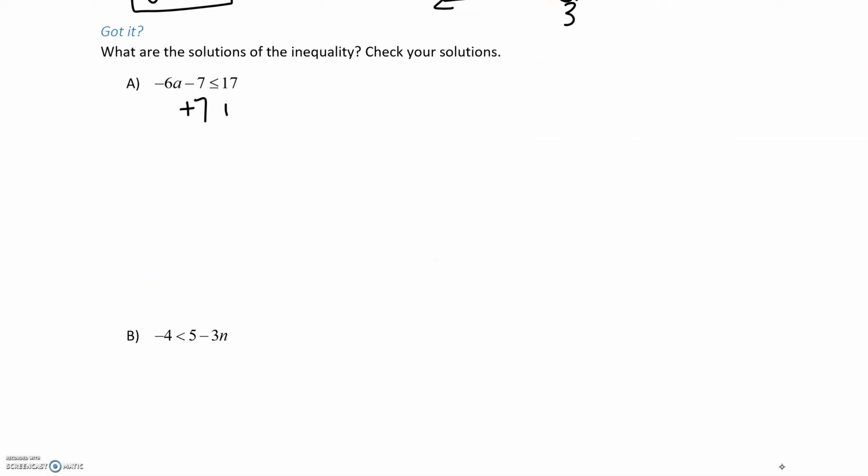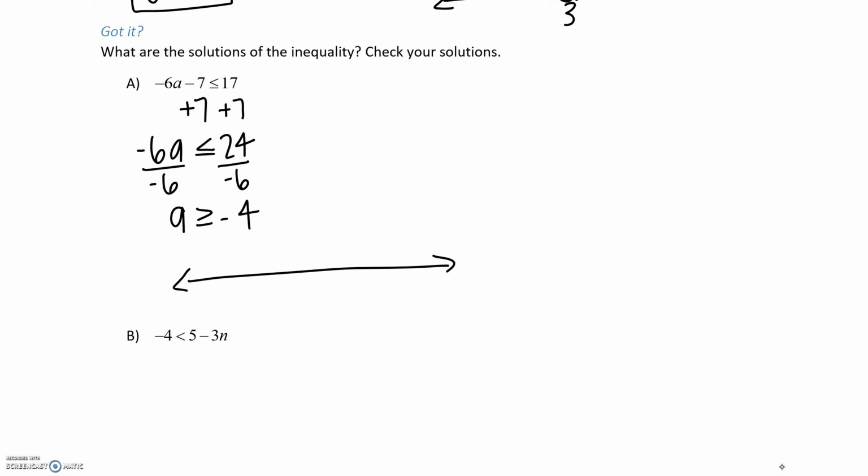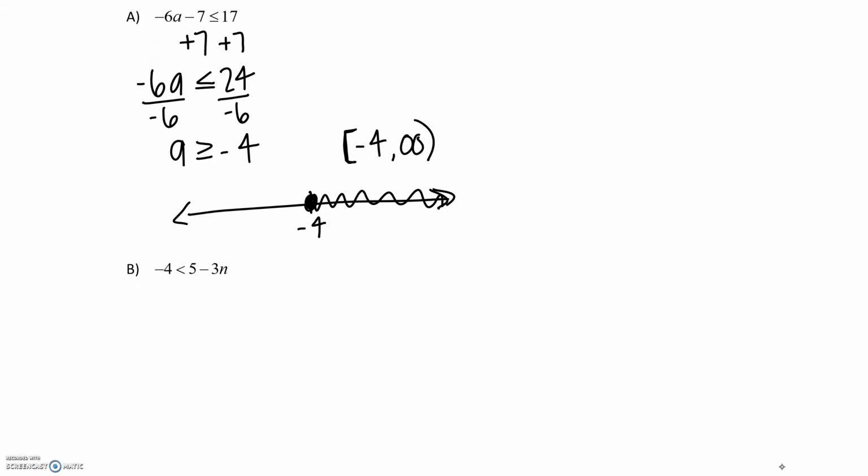You would have plus 7, that gives us negative 6a is less than or equal to 24. We are going to divide both sides by that negative 6. Remember, when we multiply or divide by a negative number, we have to flip that sign automatically. Okay, so that leaves us with a is greater than or equal to negative 4. So if we put this on a number line, we have negative 4. We would have a closed circle at negative 4, and we would shade to the right, which means our function notation would be open bracket, negative 4, infinity, close parentheses.